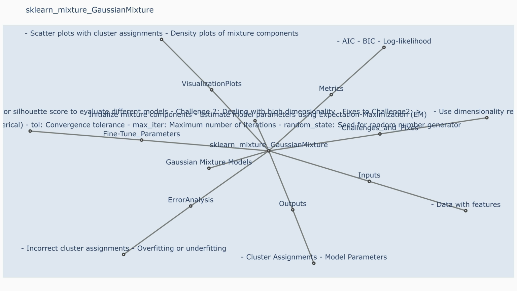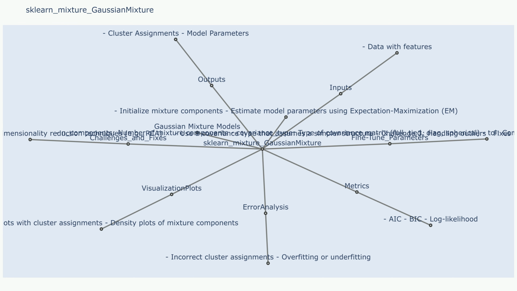sklearn.mixture.GaussianMixture. Description. Gaussian mixture is a generative probabilistic model used for clustering data. It assumes that the data points are generated from a mixture of Gaussian distributions, where each Gaussian represents a cluster. The model learns the parameters of each Gaussian (mean, covariance, and mixing proportions) to best fit the data.